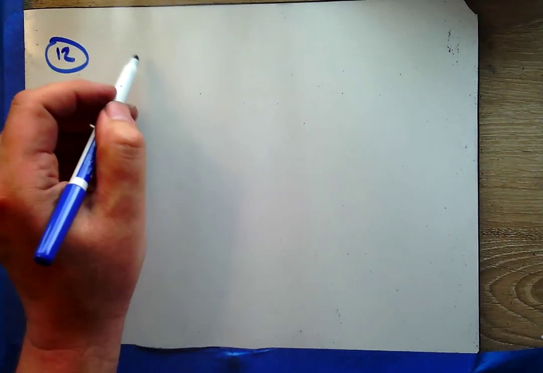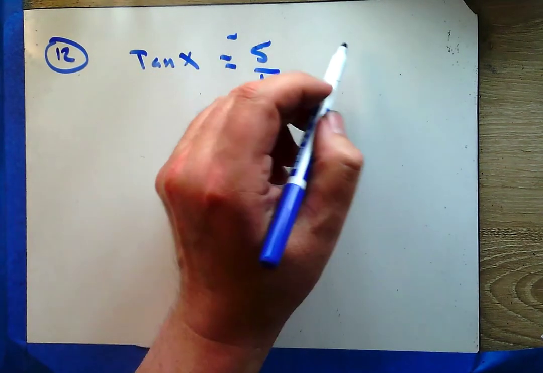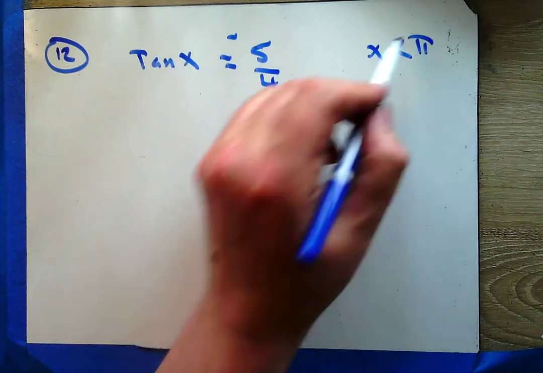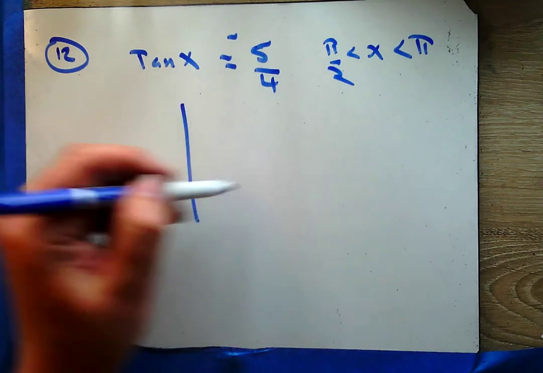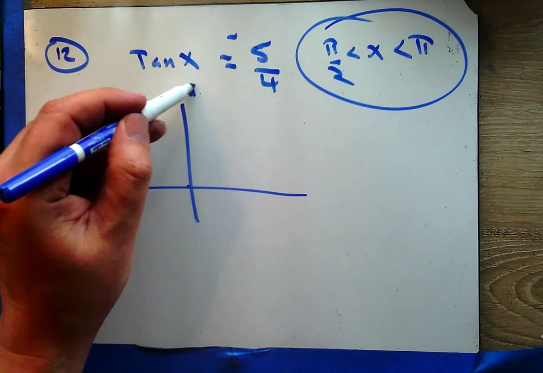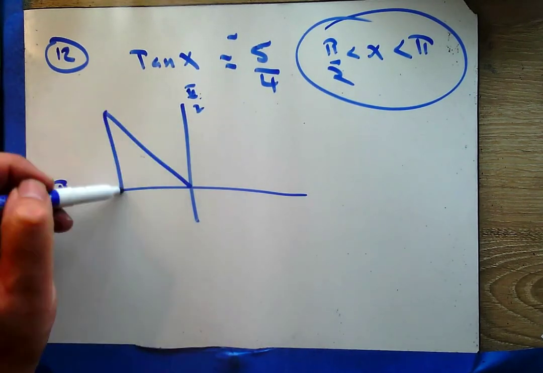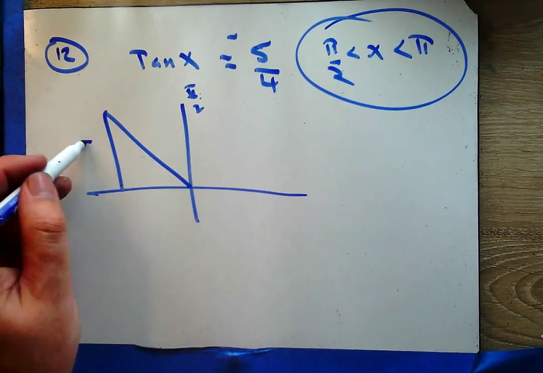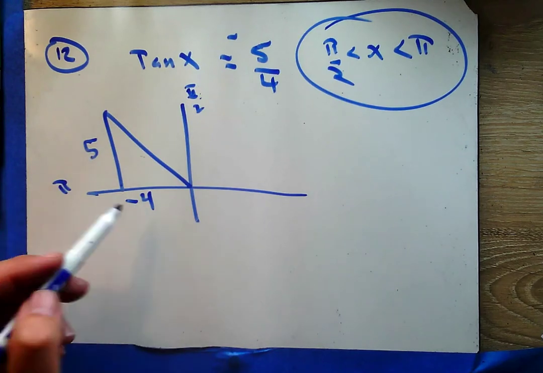Okay, what's next? 12. For 12, we know that the tangent of x equals negative 5/4. We know that x lives between pi over 2 and pi. That means that this is a draw a triangle problem, and I'm drawing the triangle in quadrant 2 because my angle is somewhere between pi over 2 and pi. What do I know? I know negative 5/4. So that's 5, that's negative 4. Because tangent is opposite over adjacent.